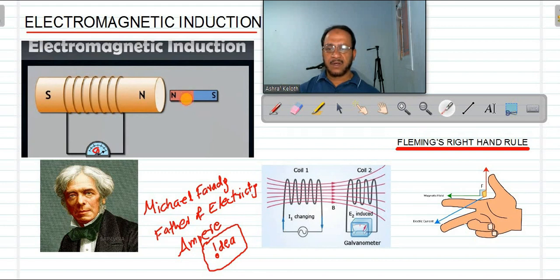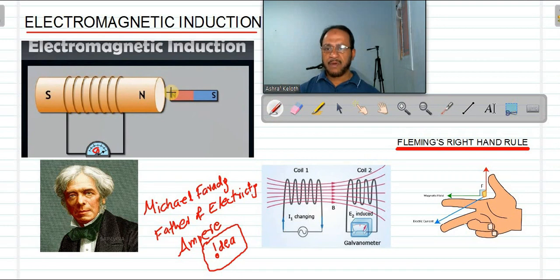And this principle is the working principle of all types of electric generators: hydroelectric, thermal, nuclear. That's why Faraday was considered the father of electricity. Now here, why is there a deflection in the galvanometer when the magnet is moved? What can be the reason for this?